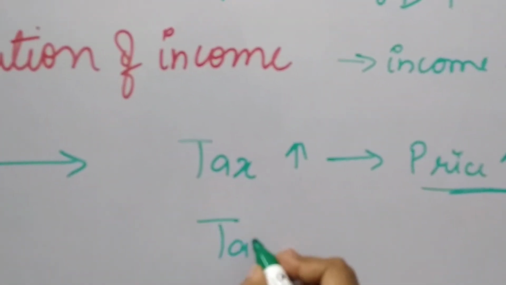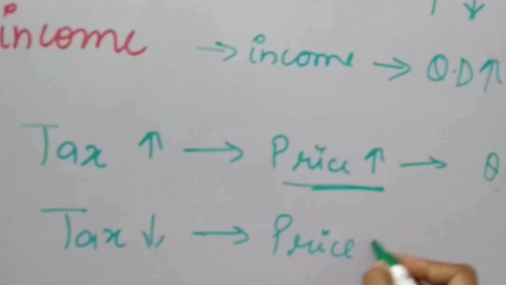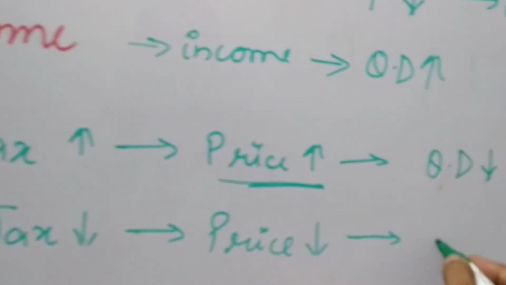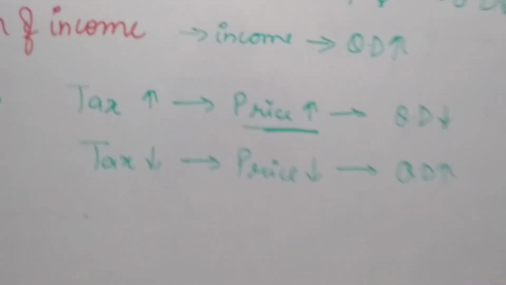Similarly, if the government reduces the taxes, automatically the price of the commodity will reduce, and whenever the price reduces, the consumers will demand more quantity.